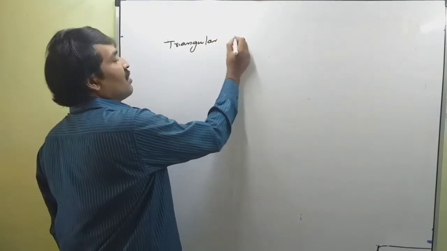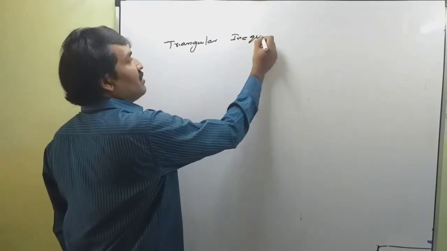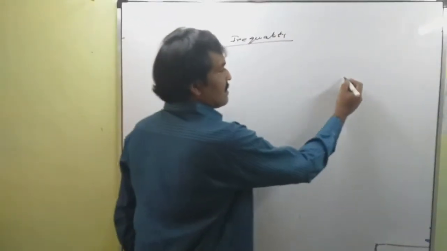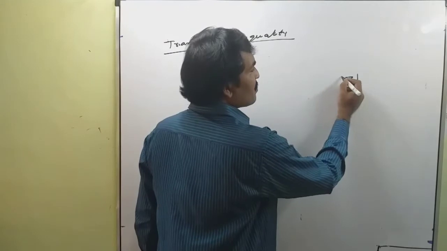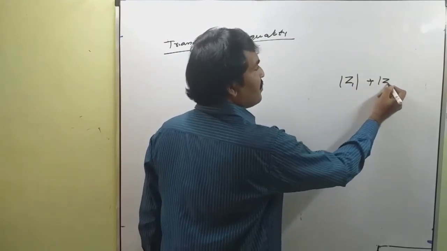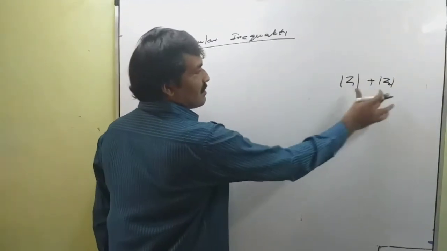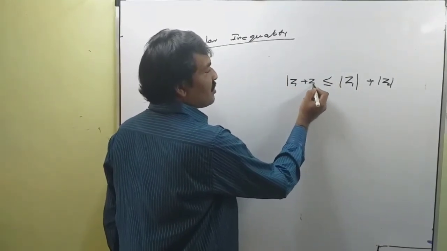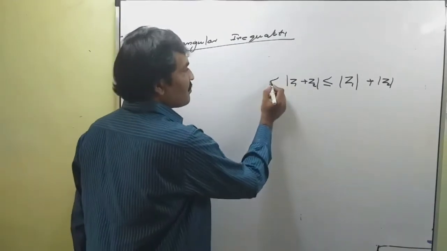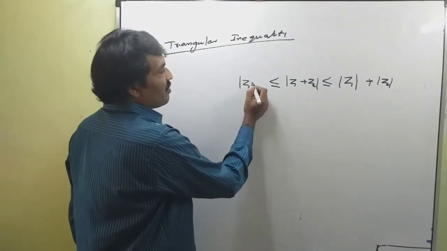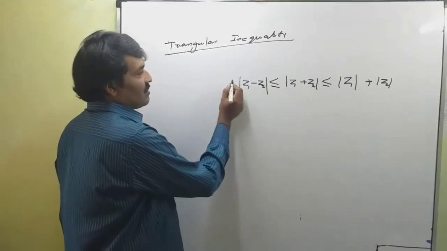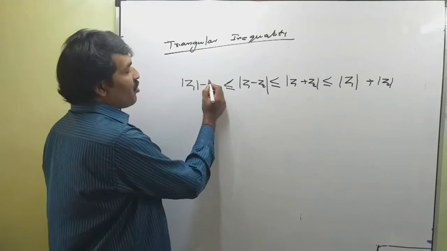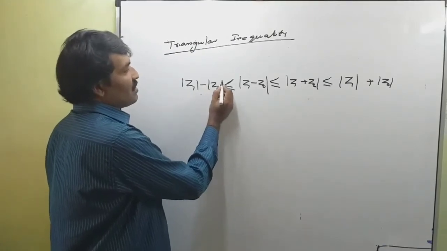Triangular inequality. That is, modulus of z1 plus z2 is less than or equal to modulus z1 plus modulus z2. And modulus of z1 minus z2 is greater than or equal to modulus of z1 minus modulus of z2.